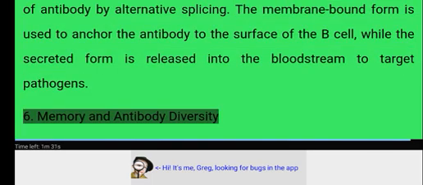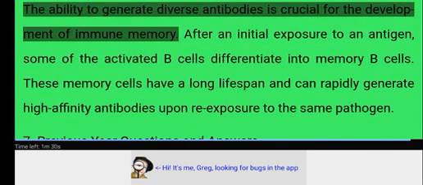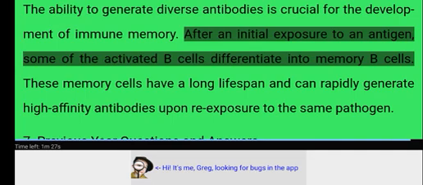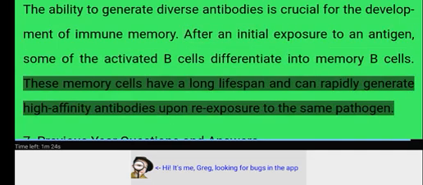6. Memory and antibody diversity. The ability to generate diverse antibodies is crucial for the development of immune memory. After an initial exposure to an antigen, some of the activated B cells differentiate into memory B cells. These memory cells have a long lifespan and can rapidly generate high-affinity antibodies upon re-exposure to the same pathogen.